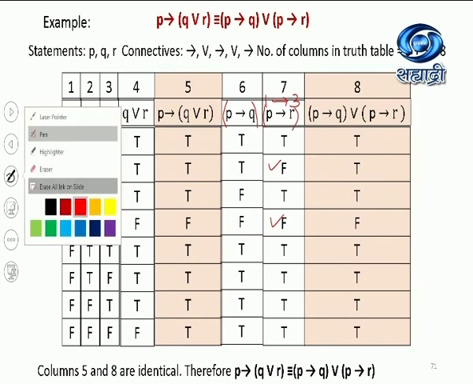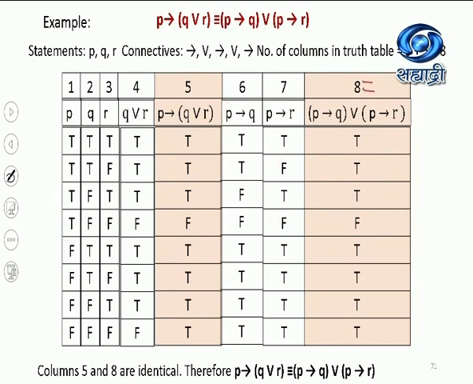I'll erase the previous notations. Column 8 is nothing but 6 or 7. Or means what? Find out from column 6 and 7 where I have the F or F combination. Only here. Only one F or F, which is F by the hint for the disjunction. All the rest of the entries in column 8 will be T. So I have completed the truth table for the left hand side and right hand side.